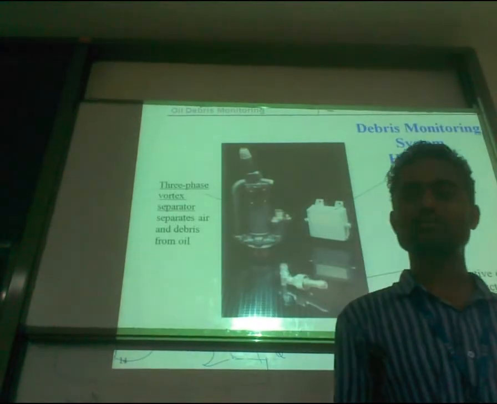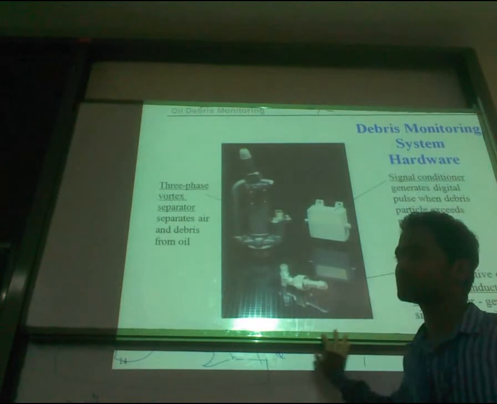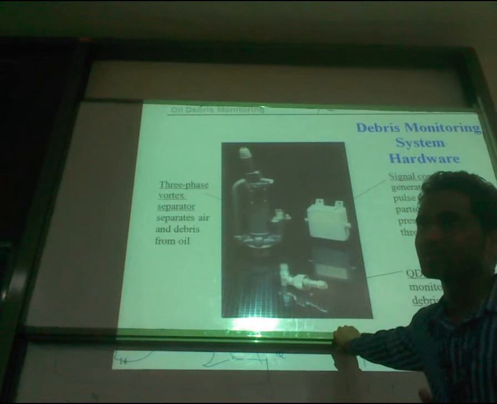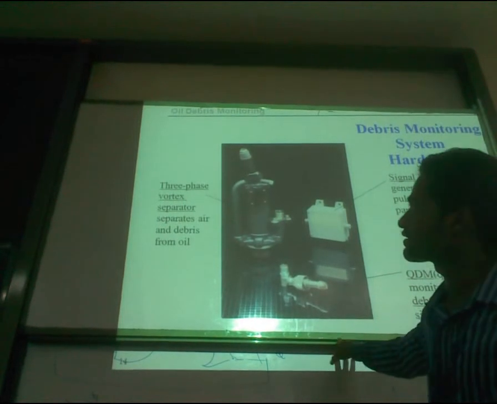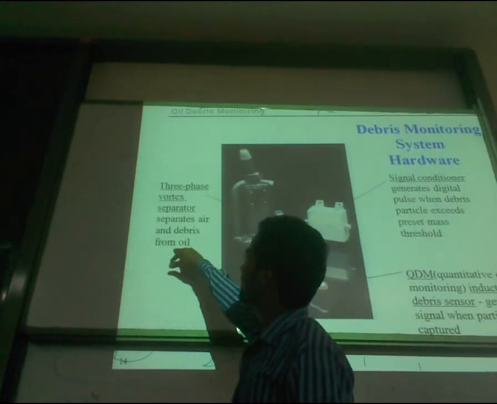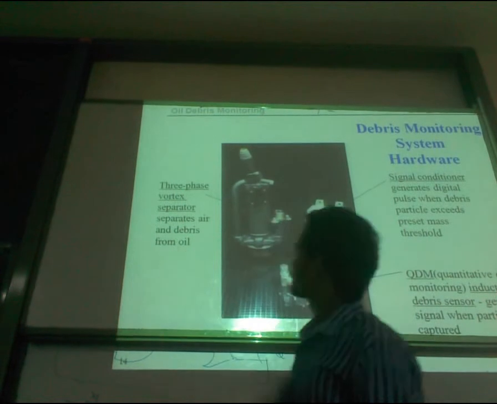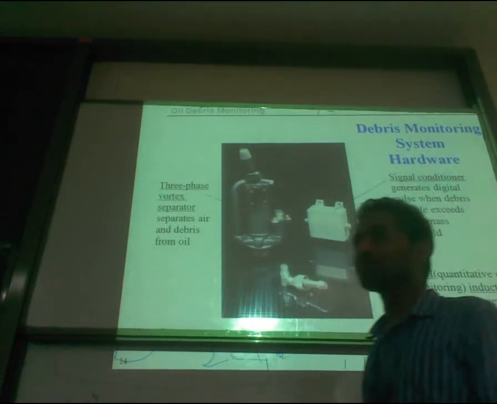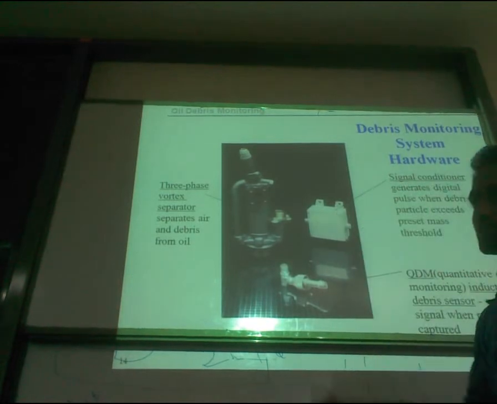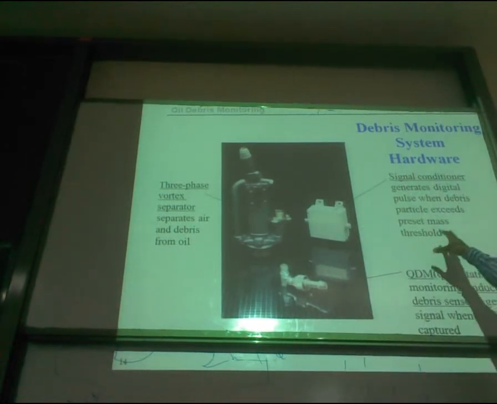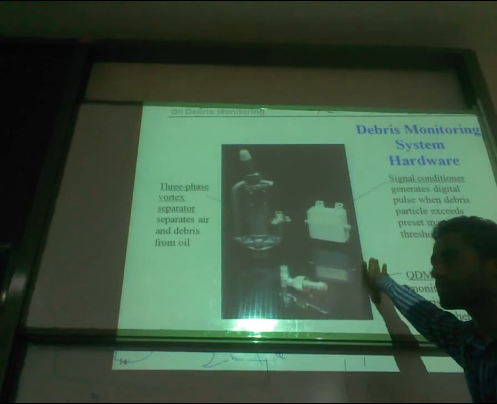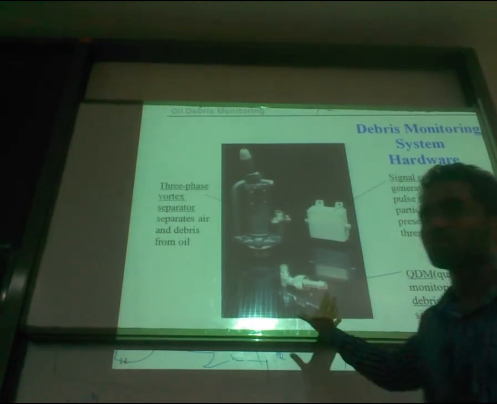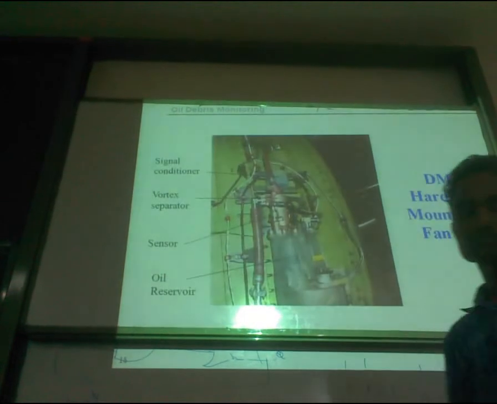The debris monitoring system hardware: these are the different hardware components present in the oil debris sensor mounted on that Boeing 777. It contains a 3-phase vortex separator, which separates the debris, air, and any other particulate present inside the oil. It also contains the signal conditioner, which conditions the signal received from the quantitative oil debris monitoring sensor.